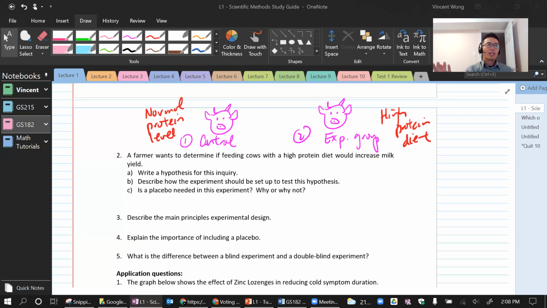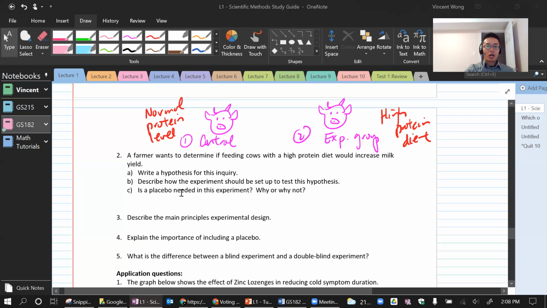Placebo is more for like humans, right? Only humans are complicated, right? Humans are the ones that are coming up with all these psychological effects, okay? So we do not need a placebo. Okay, moving on.